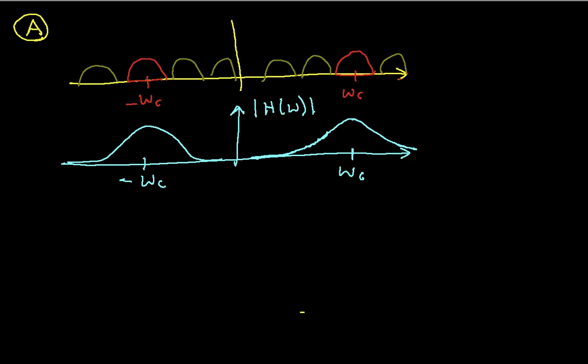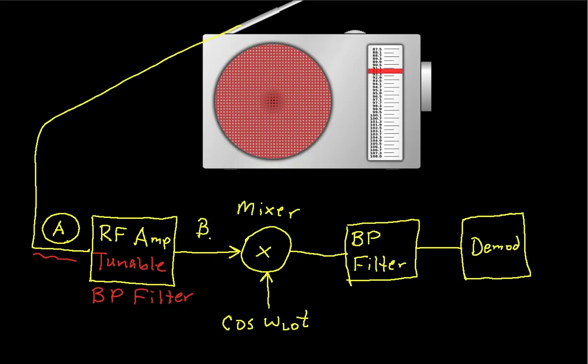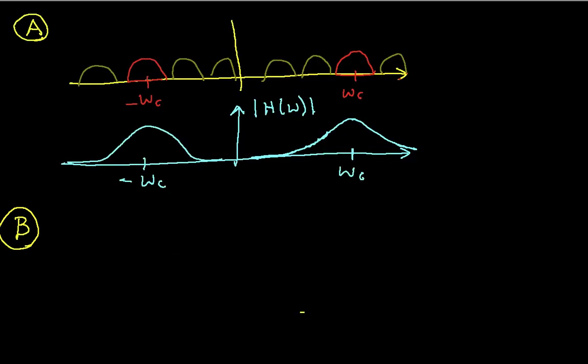So the output of this RF filter, which I'll label B, and we'll show where this is on the AM radio right here, is going to be the product of the frequency content going in and the frequency response. So you can see that my station that I'm interested in comes through this filter pretty much unscathed.